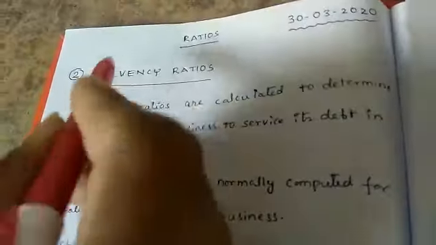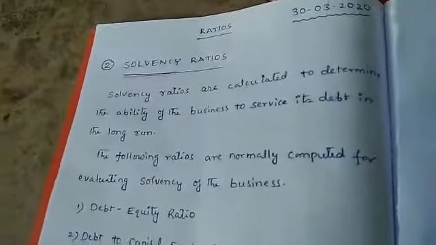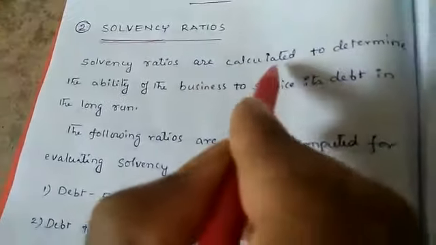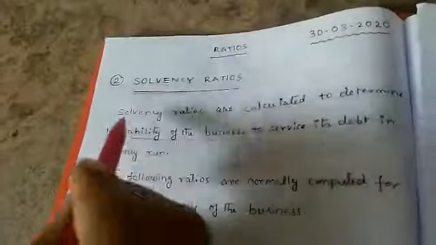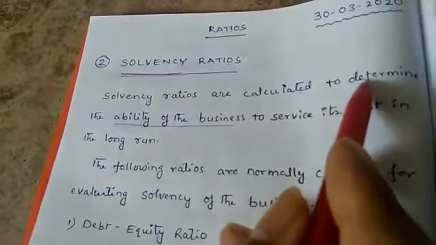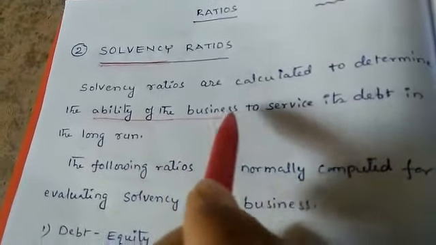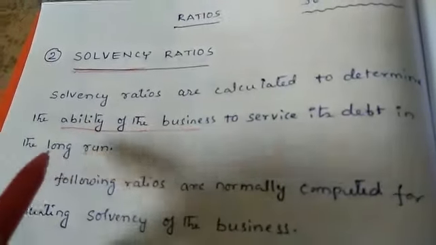So what is this solvency? Solvency ratios are calculated to determine the ability of the business. What ability? To service its debt in the long term, in the long run.